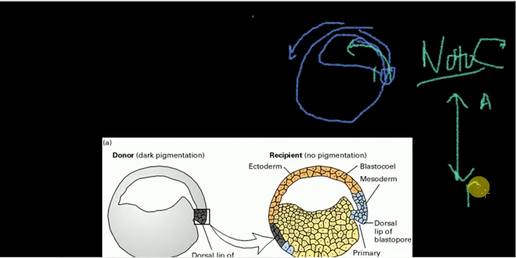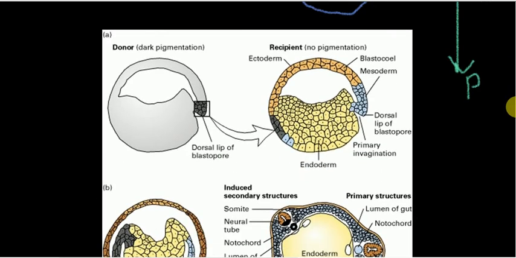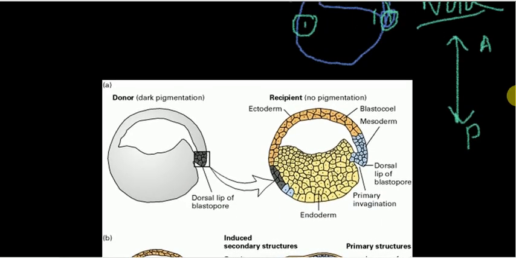Now the question one could ask is, what are the specialized properties of the dorsal lip of the blastopore? What would have happened if we had another dorsal lip of the blastopore over here? Would we have another notochord? Let us see with this experiment carried out by Spemann and Mangold.